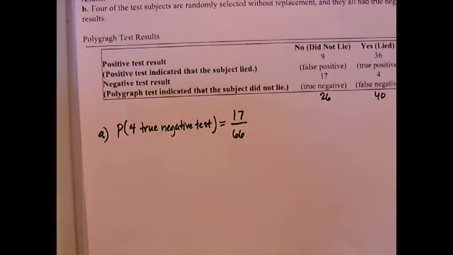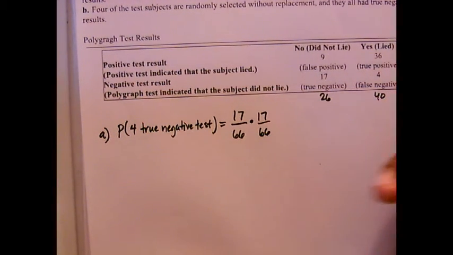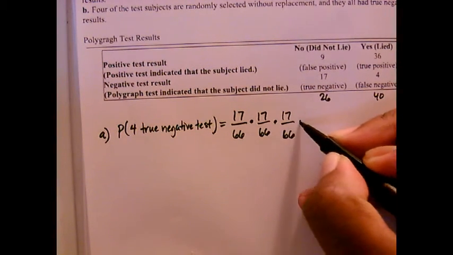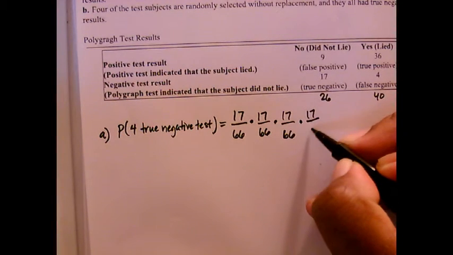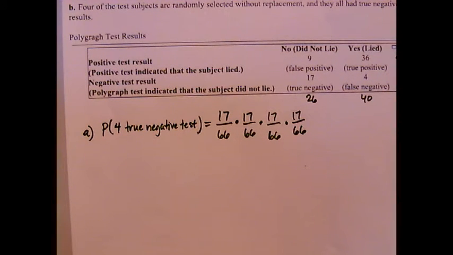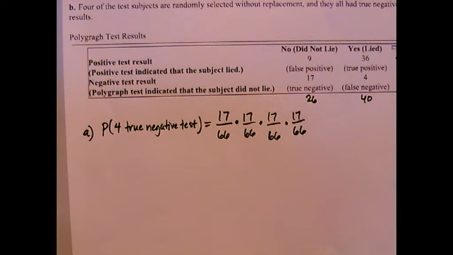Now this is going to be with replacement. So for the second person that you'll select, it'll still be 17 over 66. The third person that you select, it'll still be 17 over 66. And the fourth person that you select, it'll still be 17 over 66. So this is an example of with replacement, meaning that person is going back in for selection, so the probability remains the same for each of the four test subjects that are randomly selected.